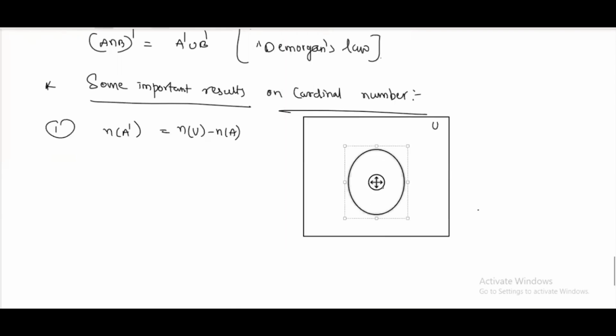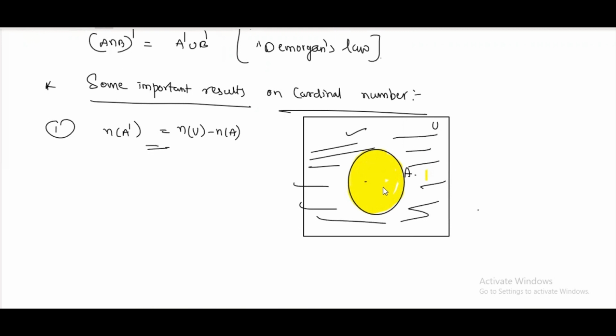So if you see what A complement is, it is everything except this area. The remaining region is A complement, which means that from the total square block, if you remove only this yellow colored part, we'll get n of A complement. So this total is n of A complement. That is what we have written here.